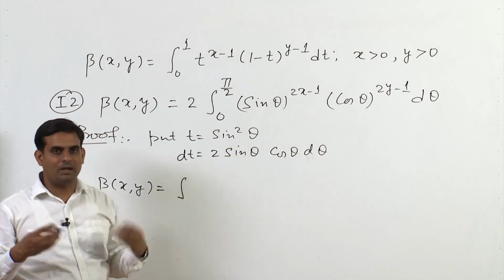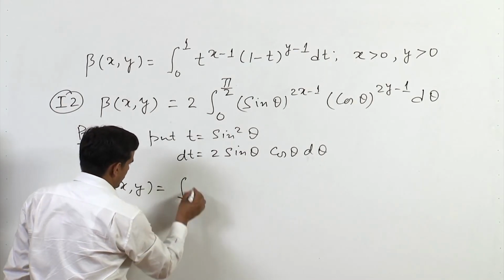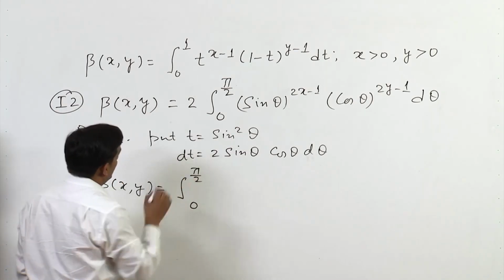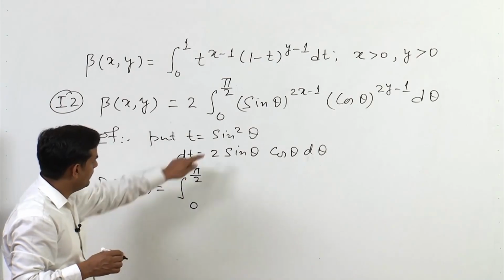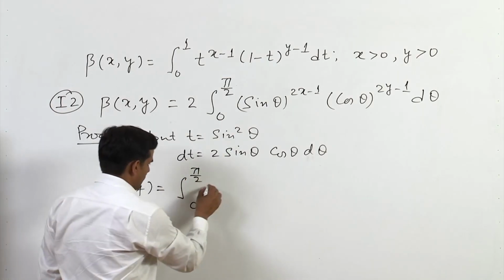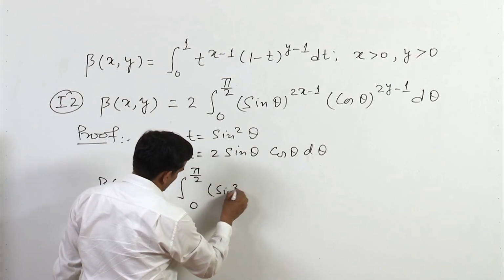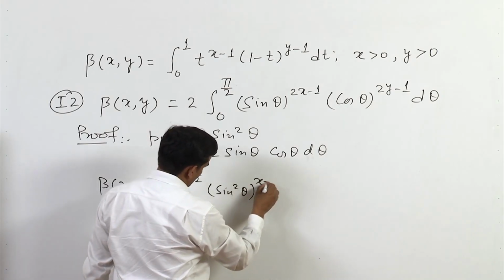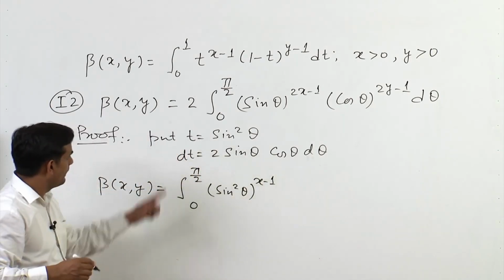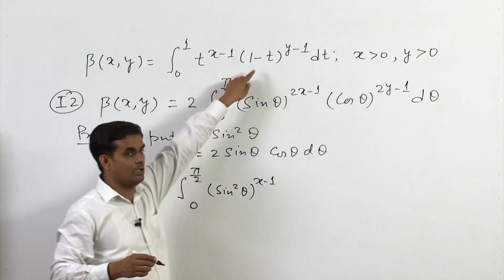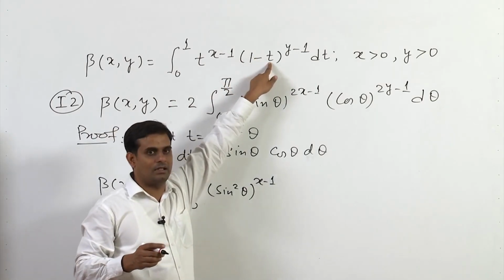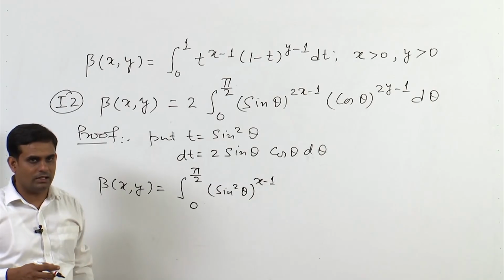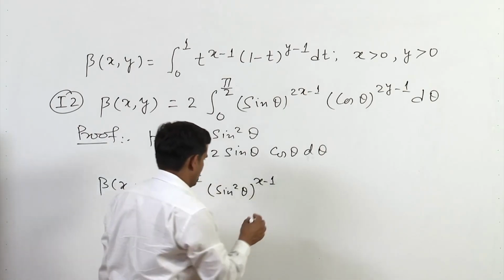So, theta will be pi by 2. So, the integral from 0 to pi by 2 of t raised to power x minus 1, where t is sin square theta. So, sin square theta raised to power x minus 1, then 1 minus t means 1 minus sin square theta, which becomes cos square theta.